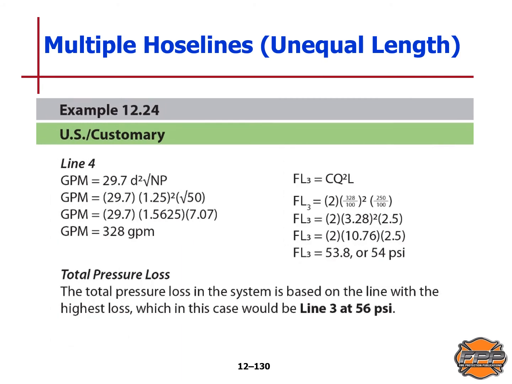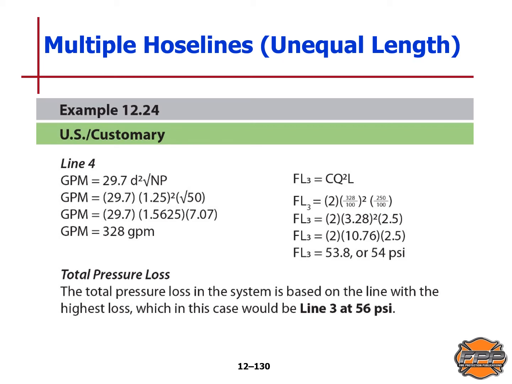For line 4, you're running gallons per minute of 29.7 times diameter squared times the square root of nozzle pressure. Again, your standard formula. So let's plug in the numbers. Gallons per minute equals 29.7 times 1.25 squared times the square root of 50. So your gallons per minute is 29.7 times 1.5625 times 7.07. That gives you 328 gallons per minute.